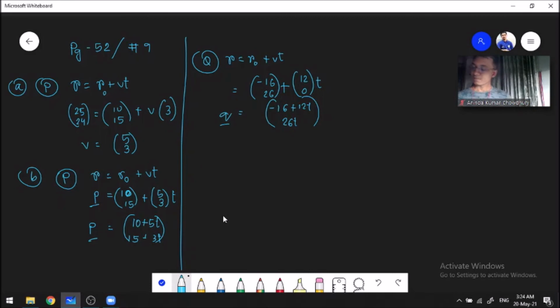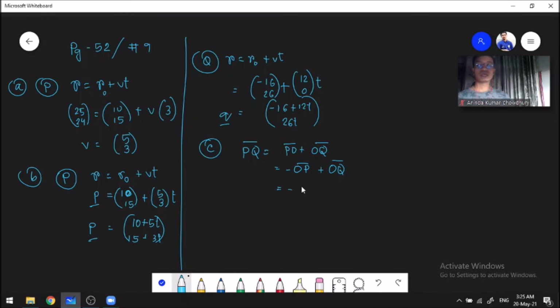Right, now at time t hours after midnight, the distance between P and Q is d. By finding an expression for PQ, show that d squared is equal to this. So part C, by finding an expression for PQ. First of all, we have to find an expression for PQ. PQ is given by PO minus OQ, or which is minus OP plus OQ.